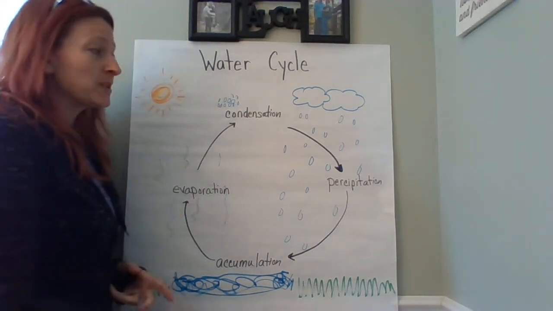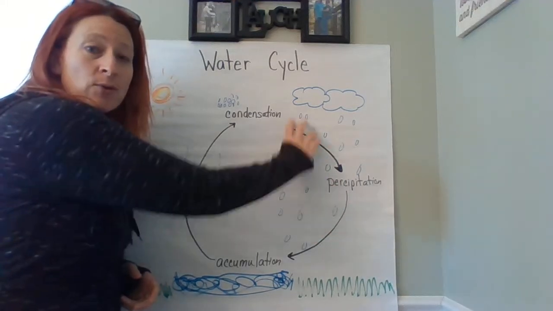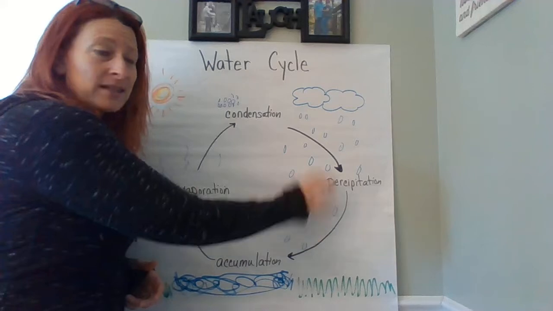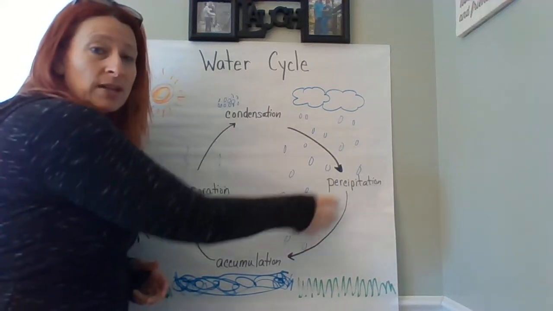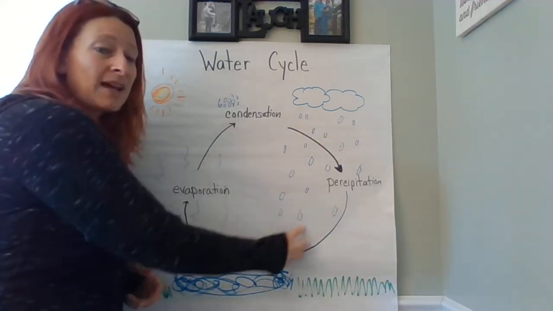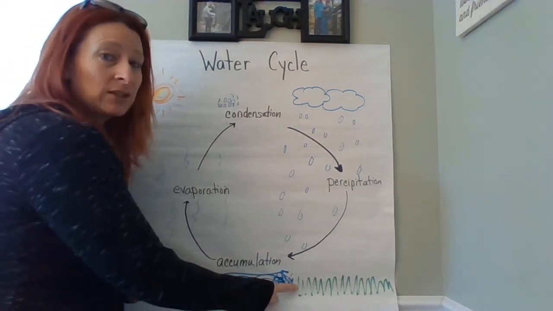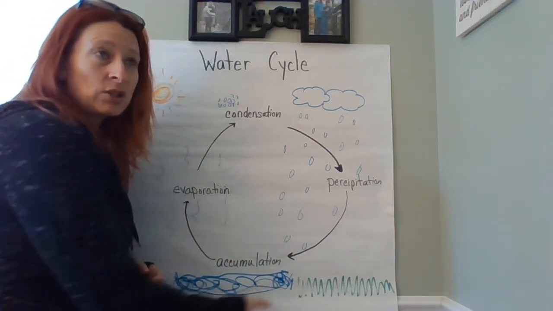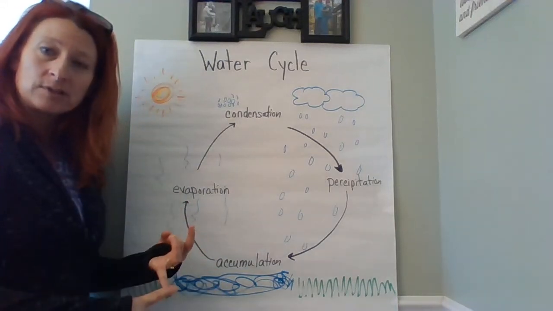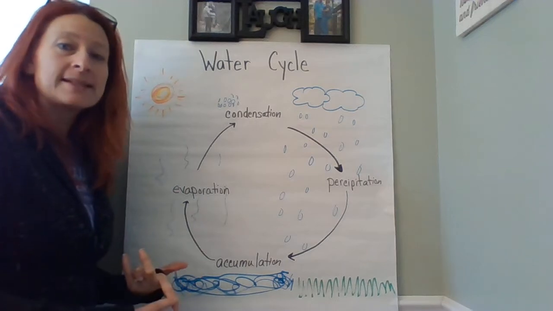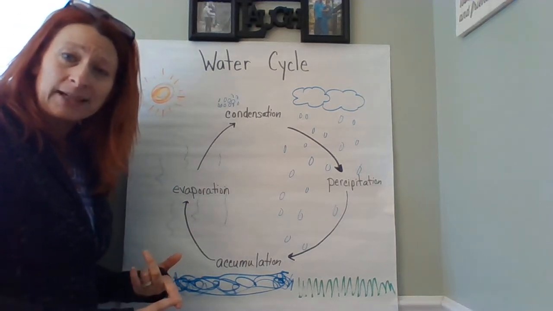Hopefully you did it. Precipitation is the rain, the snow, the hail, the sleet, whatever. The wet stuff that comes out of the sky. That's called precipitation. Precipitation comes down, it goes to the ground, and it accumulates. Everybody say accumulation. Accumulation. It accumulates in rivers and streams and ponds and puddles and sometimes as dew on the plants in the morning.